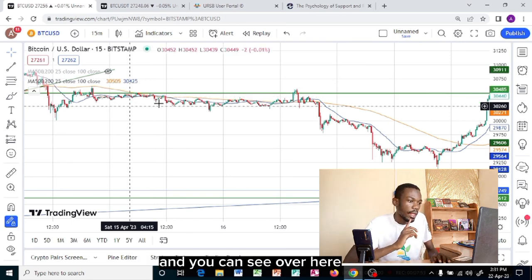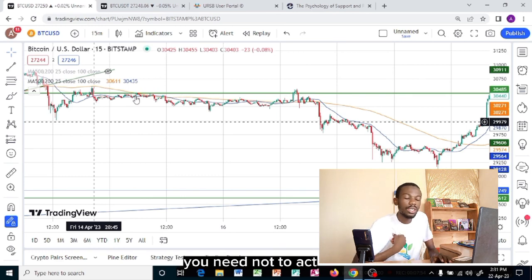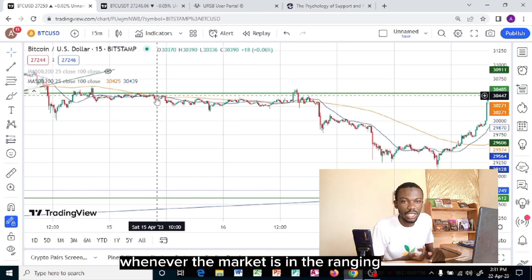And you can see over here that the price tried to cross back. You need not act whenever the market is ranging. You need not act.